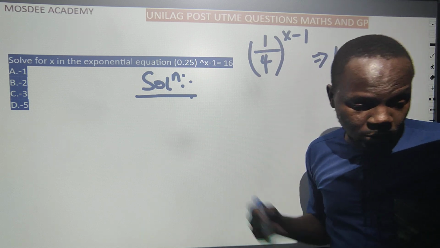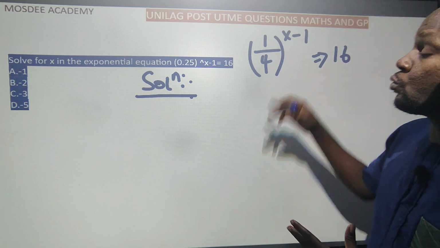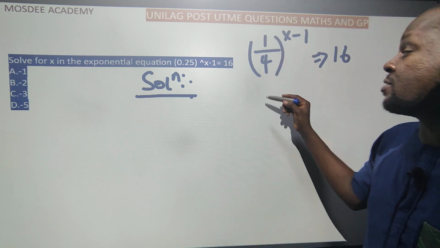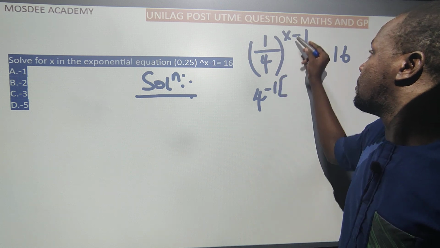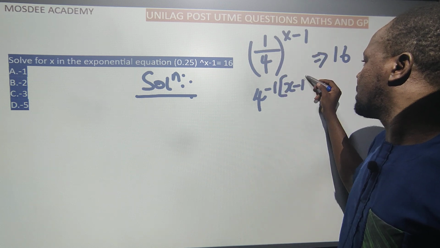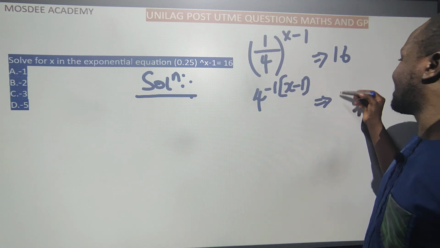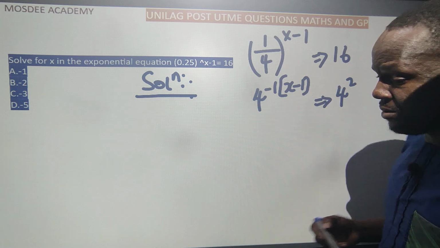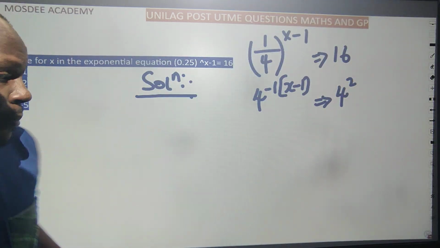Now, the next thing is to look for numbers that will break them down, even numbers. Now, again, a raised to power minus 1 is 1 over a. 1 over 4 is the same as 4 raised to power negative 1. Don't forget there is another bracket, which is raised to power x minus 1, equals 16. So if you want to do it like that, you can say 4 raised to power 2. Anyhow, if you want to break the 4 down to 2 raised to power 2, it is still applicable.